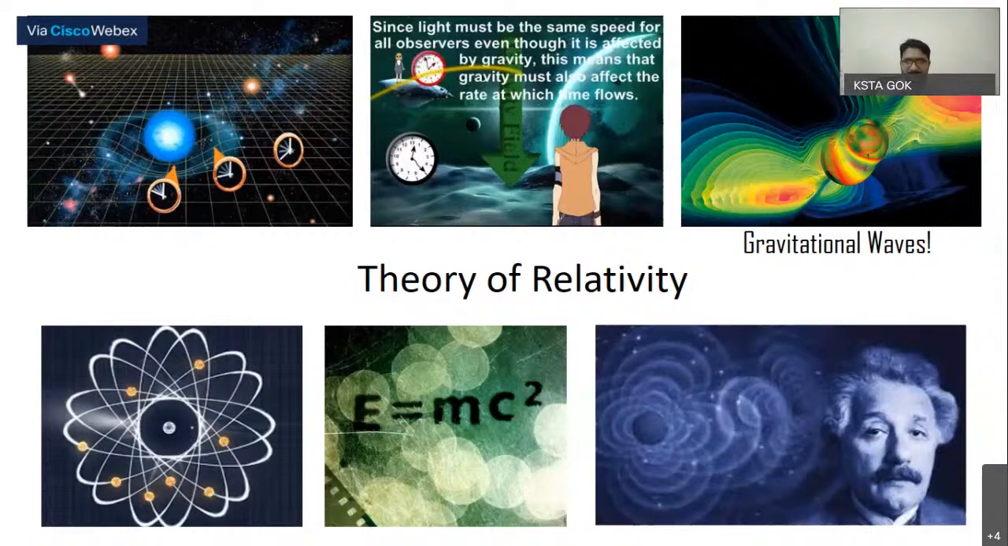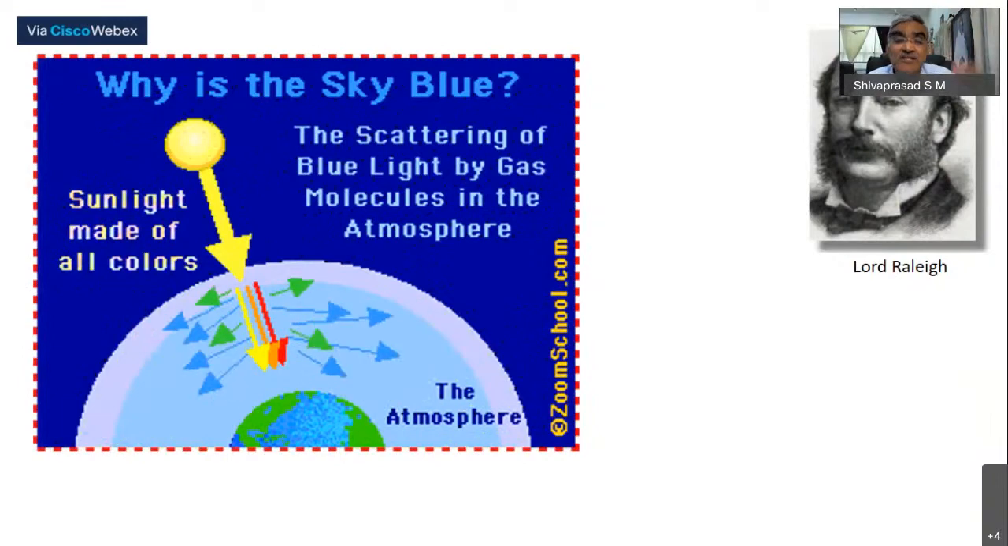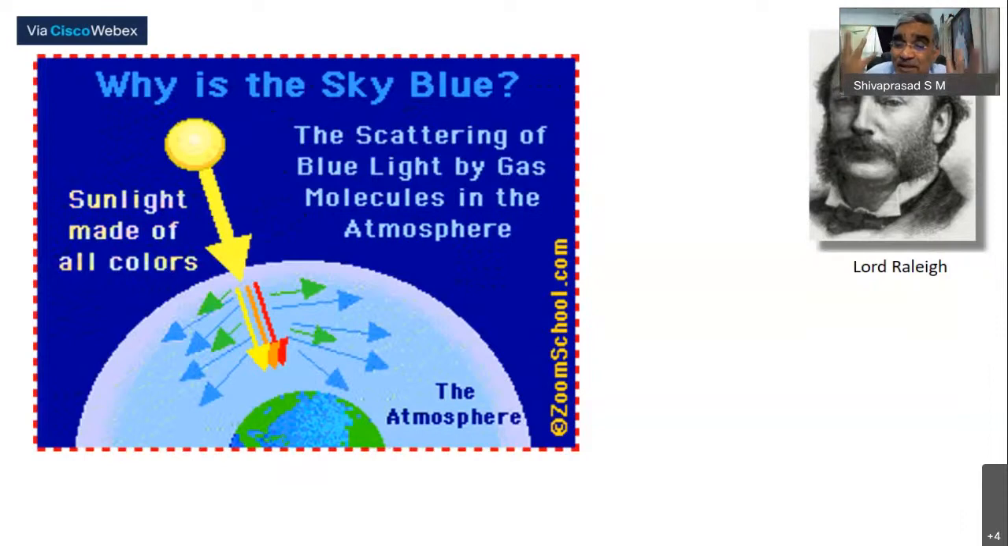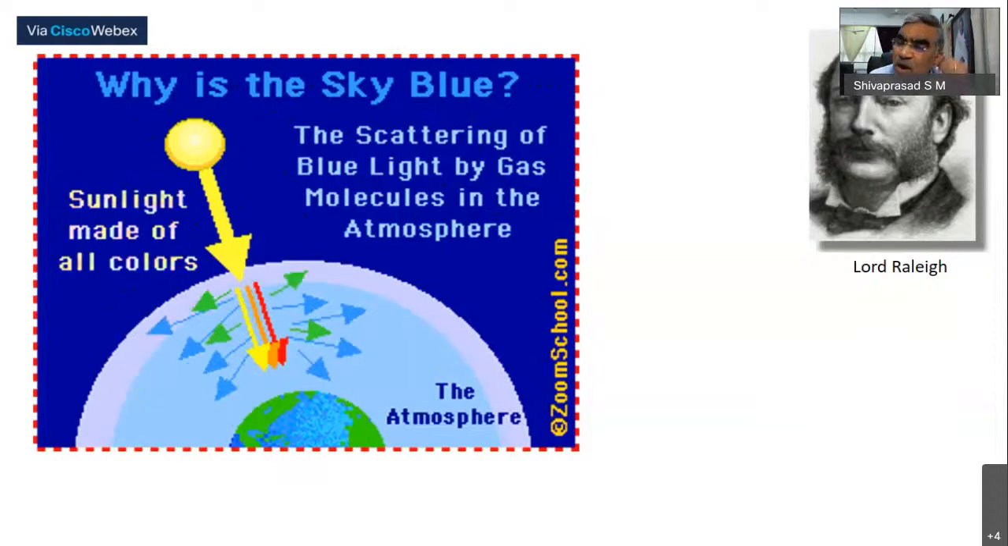So the theory of relativity came, and life changed after that. Now let us look at Lord Rayleigh. Lord Rayleigh asked one simple question: why is the sky blue? Right? We all see the sky blue every day. We don't care. Blue is there. But Rayleigh asked this question: why is the sky blue? Then he started understanding why.